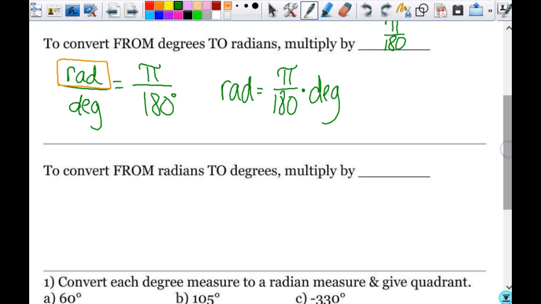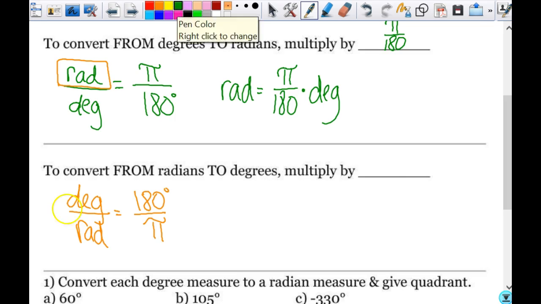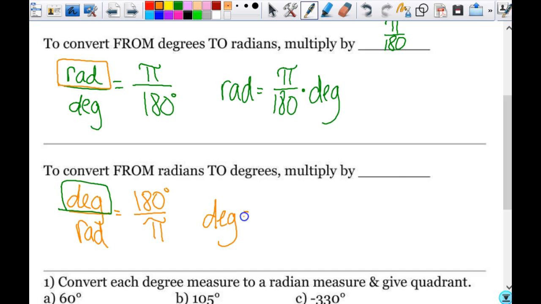So what if I'm going from radians to degrees? I've got to see how the degrees relate to the radians. Well, again, I'm going to use this. It's just the other way around because degrees are on top. And this time I want to get degrees by itself. So what do I do to get degrees by itself? Multiply by the radians. So the degrees that I need is just equal to 180 over pi times the radians. So when I want to convert from radians to degrees, just multiply the radians by 180 over pi.